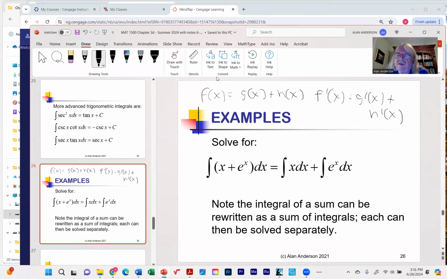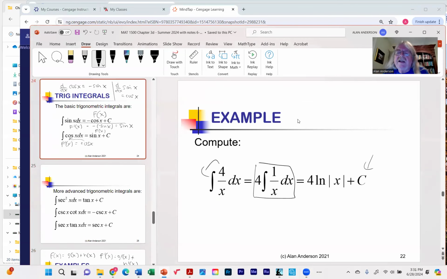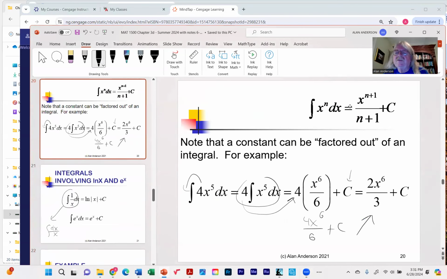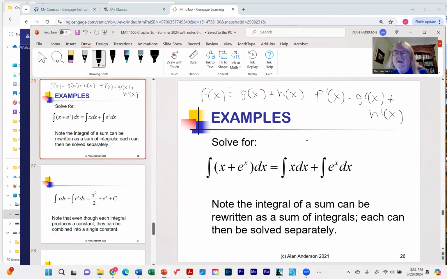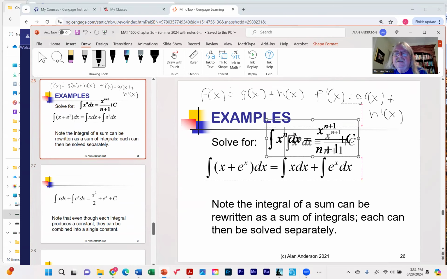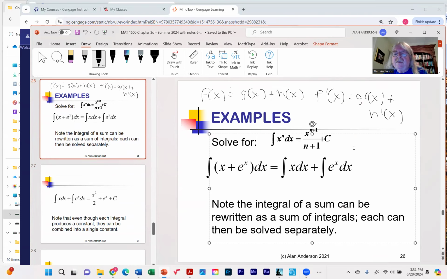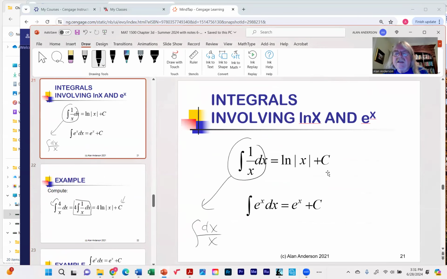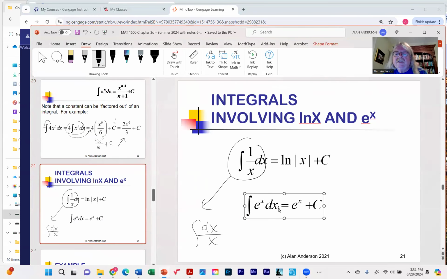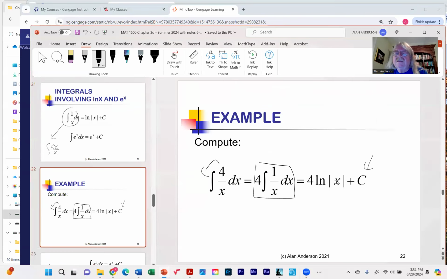So that's what we're going to do here. Now, this one is going to ask us to use the power rule. And don't forget, x is the same thing as x to the first power. So we're using the power rule, the first term. Just sneak that in there. And then, of course, the second one, we saw a couple of slides ago that the integral of e to the x dx is very simply e to the x plus c.